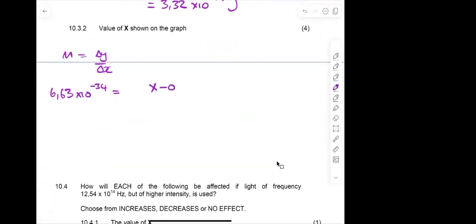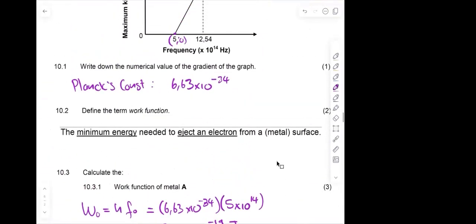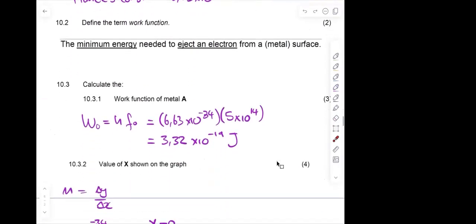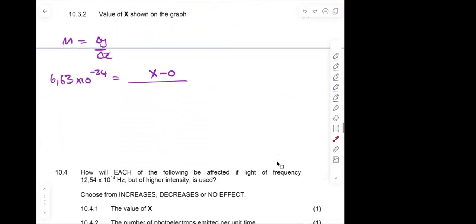x minus 0. And then my x2 minus x1 is going to be this 12.54 minus my 5, right? That will basically work. Keep in mind, they're both times 10 to the power of 14. So then I'll quickly plug that in there. I'll have 12.54 times 10 to the power of 14 minus 5 times 10 to the power of 14.